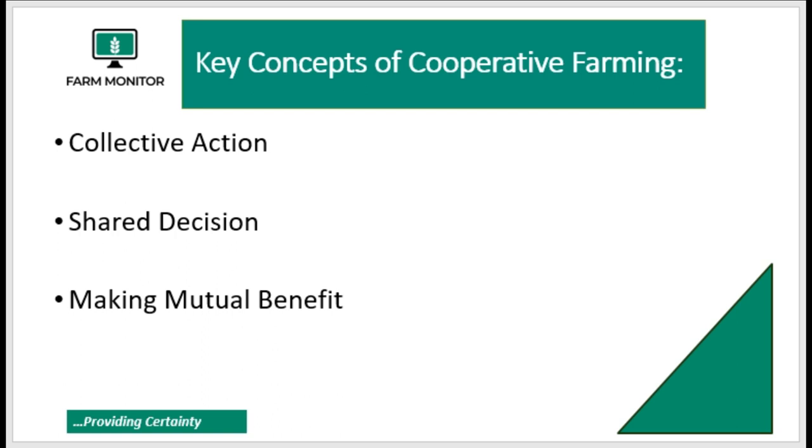Another key concept is shared decision making. Cooperative farming involves joint decision making processes, with members actively participating in discussions, voting on key matters that affect the cooperative. The third concept is that of mutual benefit. The primary aim of cooperative farming is to benefit all members rather than individual gain. So the cooperative spirit is essential for success. Nobody is pursuing an individual agenda.